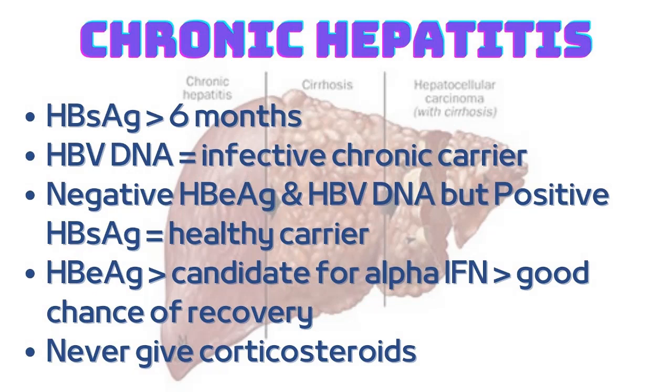Okay. Chronic hepatitis. That's a definition. Chronic hepatitis is purely how long you have had surface antigen. If it's more than 6 months, you have chronic hepatitis B. Period. That's it. No argument.